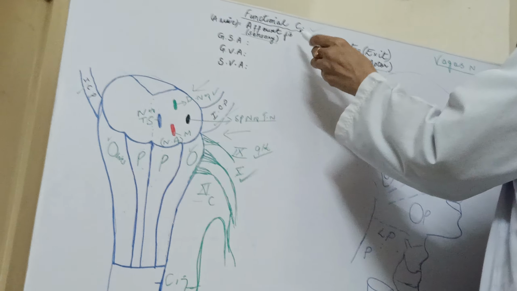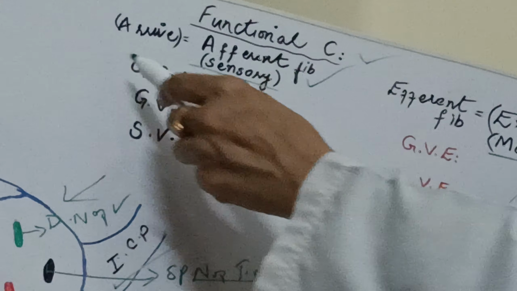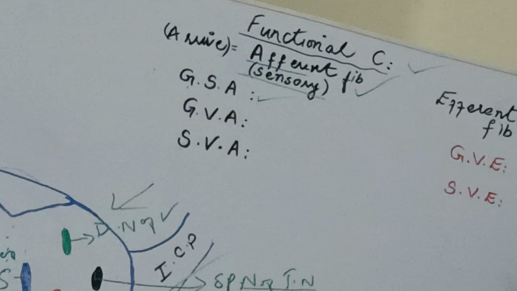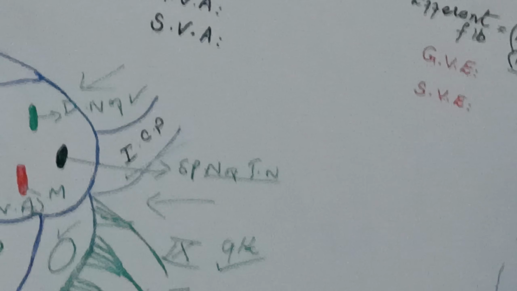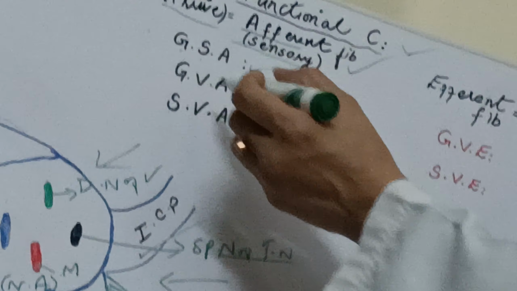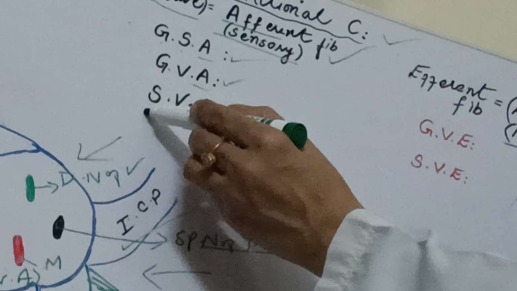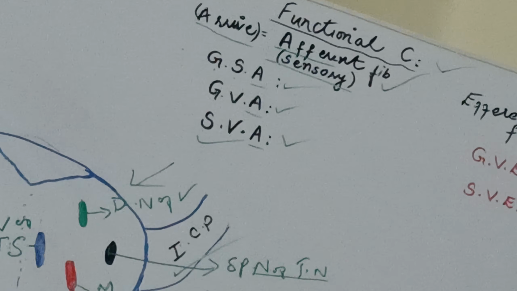Now see the afferent fiber functional components. Let us read it. The first component is general somatic afferent. The word afferent means something that is arriving, so they are the incoming fibers. There is another functional component called general visceral afferent. Concentrate on the word A, that is showing the afferent fibers. Then there is the special visceral afferent. These are the three afferent fiber components.